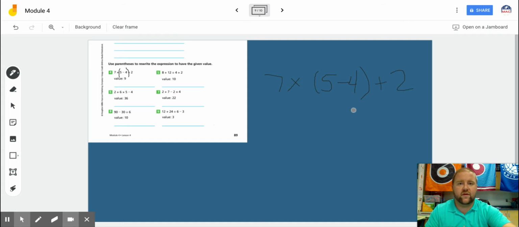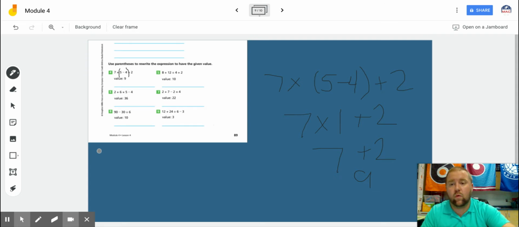If I was solving this problem, first thing I would do is parentheses. 5 minus 4 is 1. So now I have 7 times 1 plus 2. Okay, that would be multiplication first. So then I would have 7 plus 2, which would give me 9. So that's actually the correct answer.